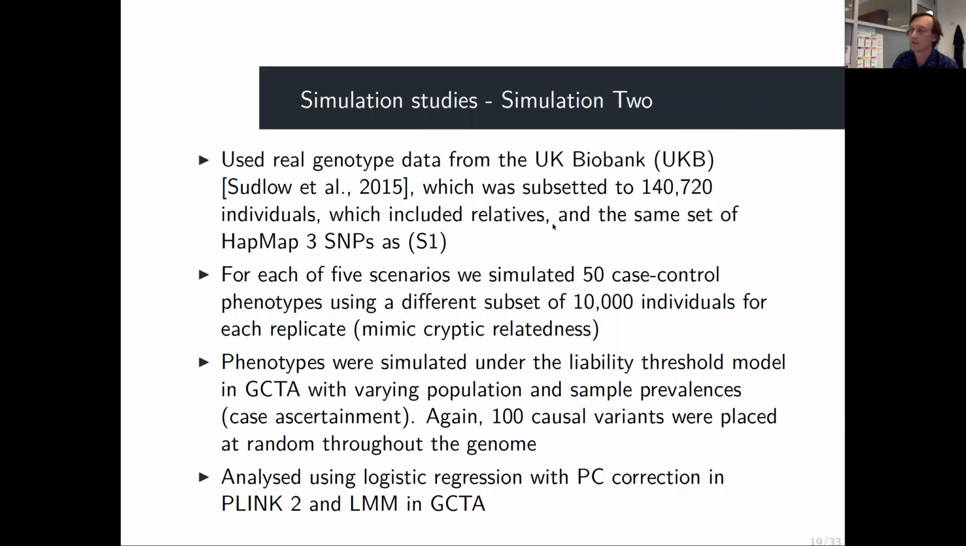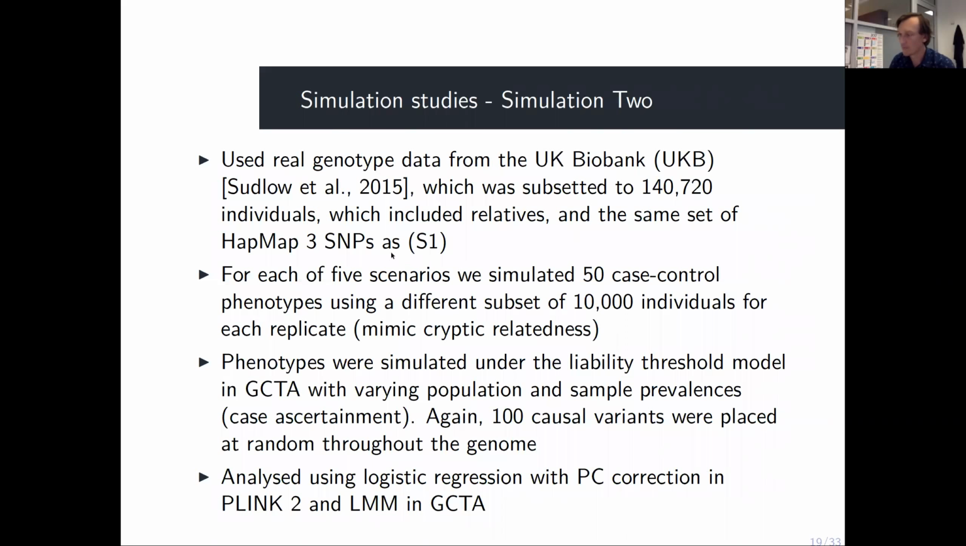So for each of the 5 scenarios, and I'll get to the 5 scenarios in a minute, we simulated 50 case control phenotypes using a different subset of 10,000 individuals for each replicate. The reason why I left related individuals in there is I wanted to try and mimic cryptic relatedness, as in when we sampled 10,000 individuals from this larger set, we probably get some related individuals within the data. So that is good for the linear mixed model.